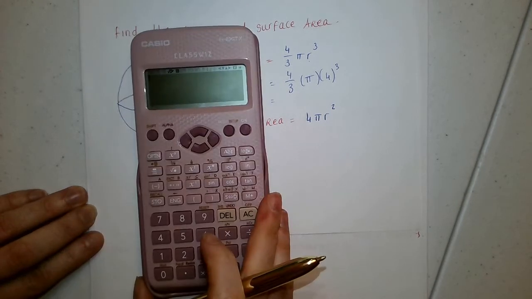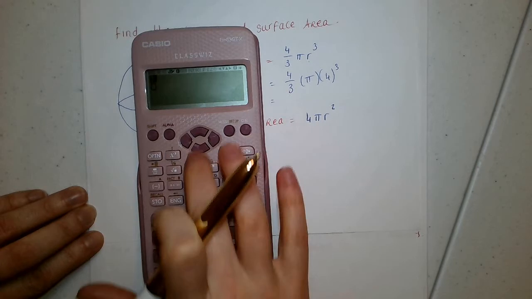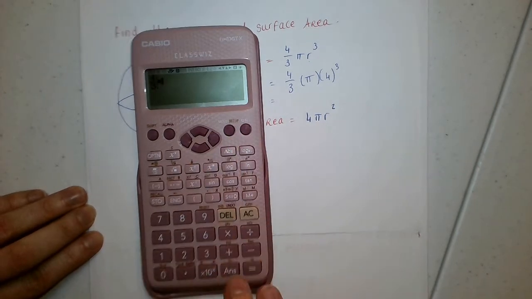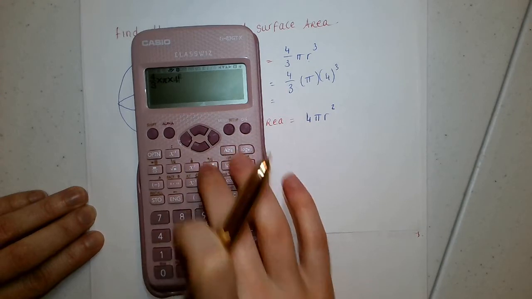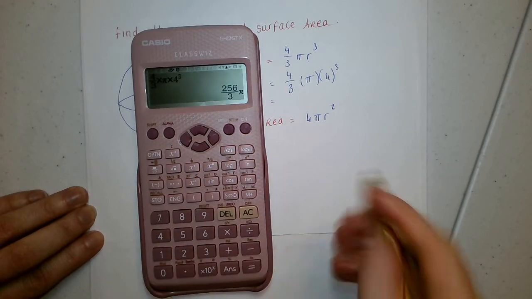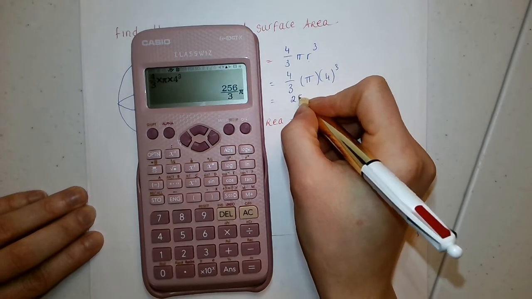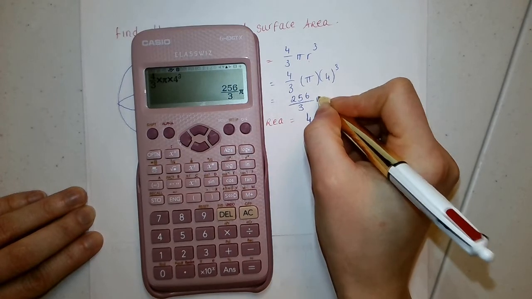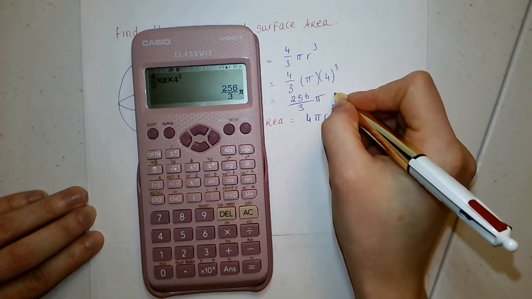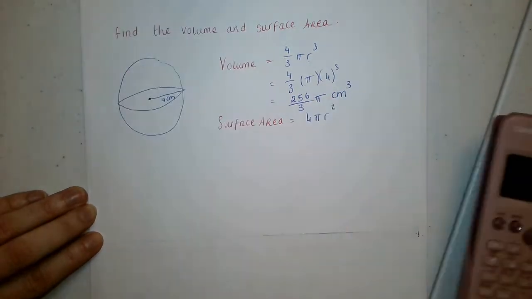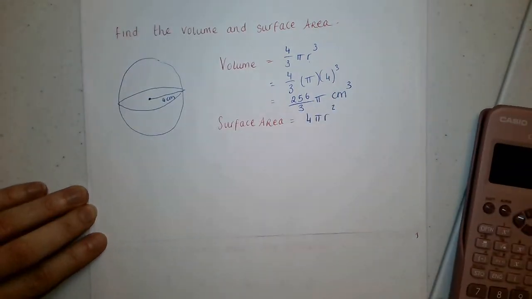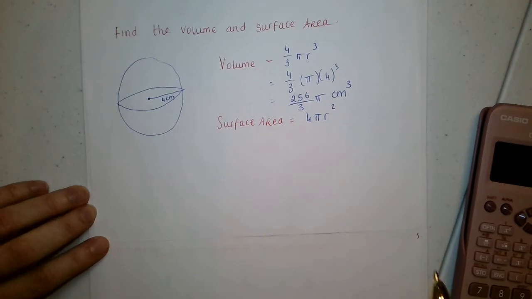So we type in here a fraction, 4 over 3 multiplied by pi multiplied by 4 to the power of 3, and that will give us 256 over 3 pi, and because that's volume we're going to write that as centimetres cubed. Okay, so that's the volume of our sphere. Next we're going to move on to finding the surface area.